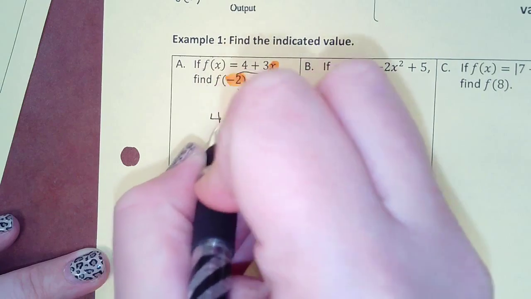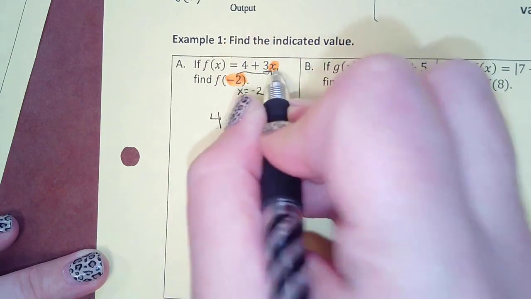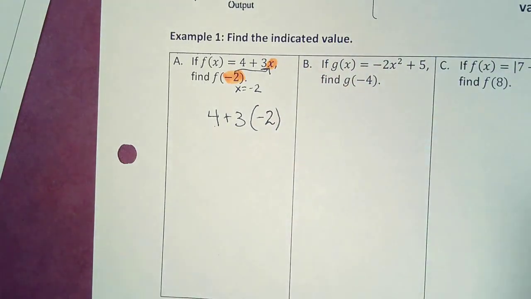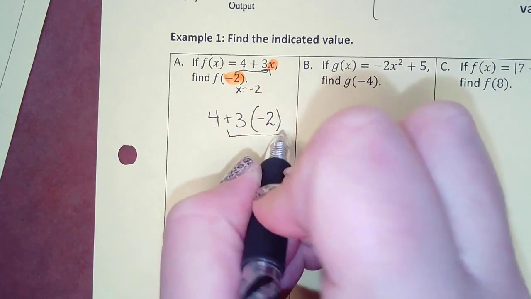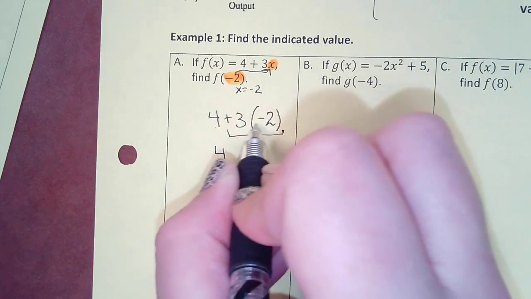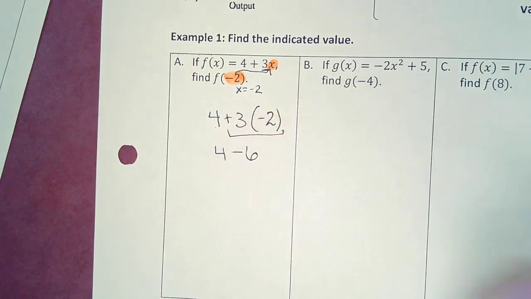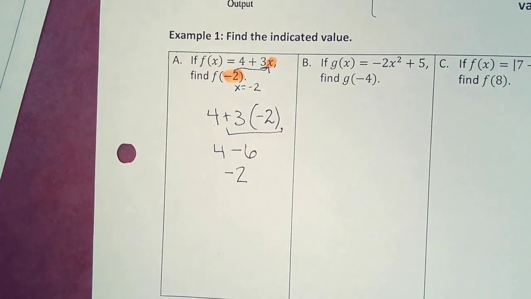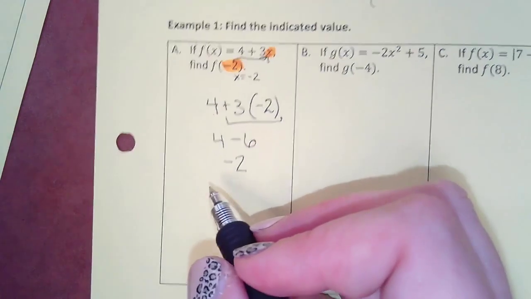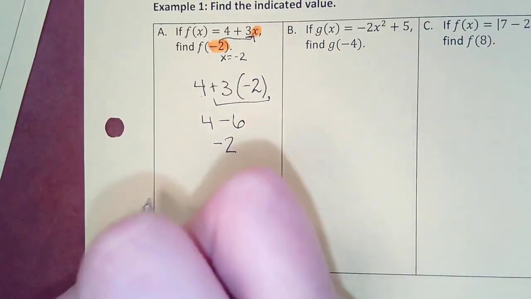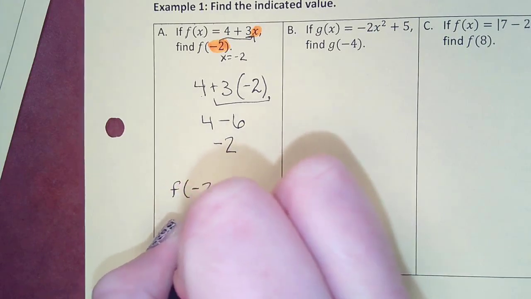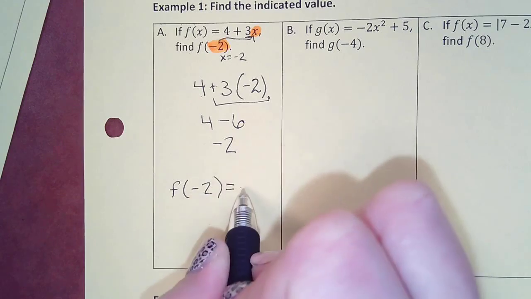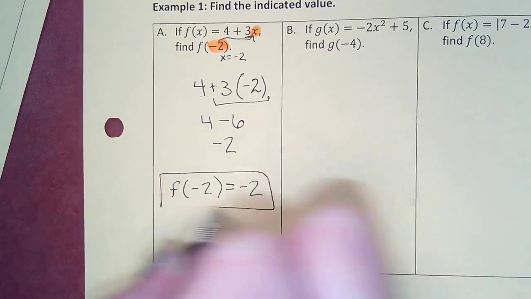So we have 4 plus 3x. The 3 and the x are mushed together. That's multiplication. So we'll then substitute in negative 2. Order of operations tells me to multiply first. So 3 times negative 2 is negative 6. Now left to right, 4 minus 6 is negative 2. Negative 2 is my final answer. If I want to write my answer in function notation, I'll write f of negative 2 equals negative 2. When I plugged in negative 2, I got negative 2. This time it just so happens to be the same number.